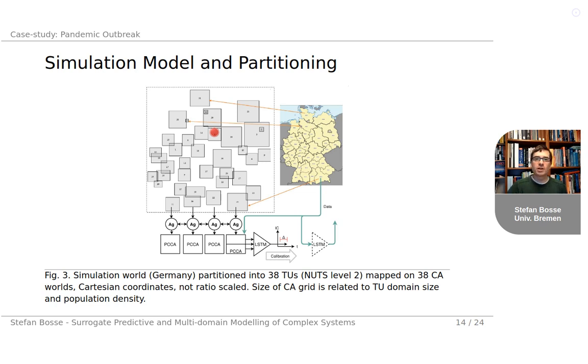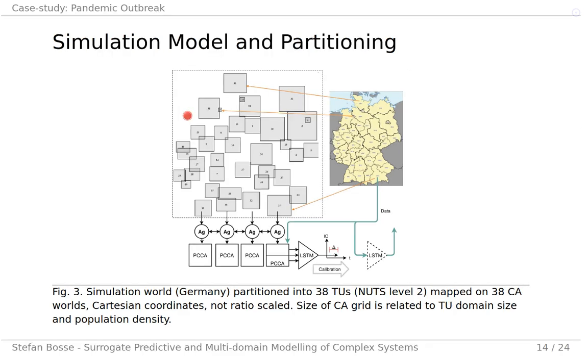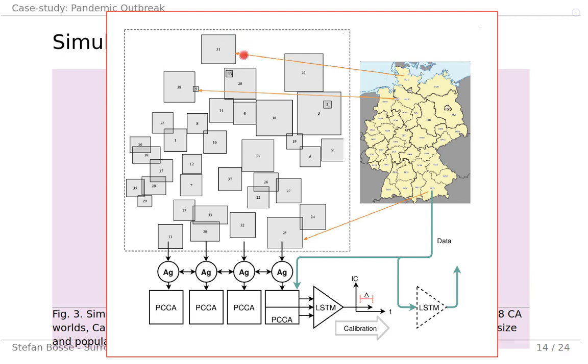We are just concentrating here on the single terrestrial units, for example Bremen, Hamburg, Schleswig-Holstein, and so on. Here we have maybe Munich, I'm not sure. So for each terrestrial unit we have an agent, and we perform a probabilistic, context-based cellular automata simulation to train an artificial neural network to perform the prediction of the observable infection rate or infection cases.